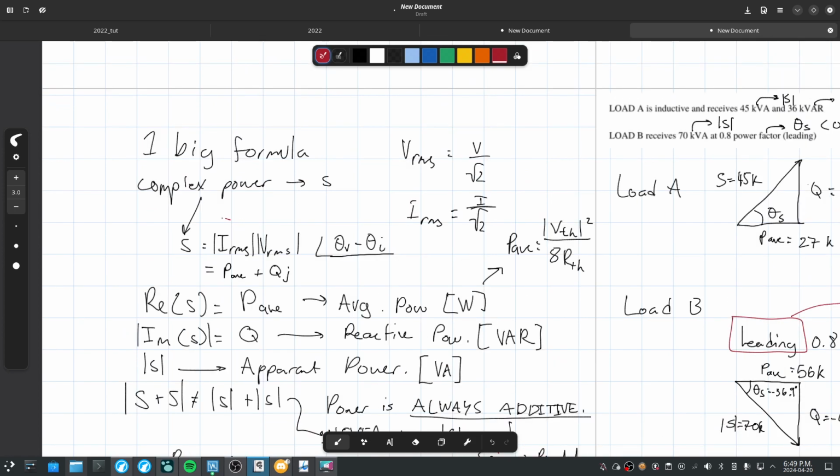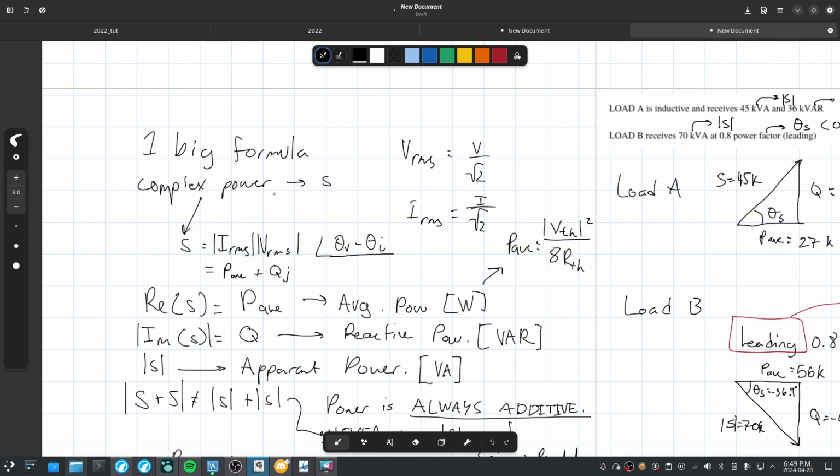Like here, yes, you could write that as S is equal to IRMS star times VRMS, but it's the same formula. These two are the same formula. You can remember it either way, but just not to confuse people, I want to keep it in one form, and I think this is the one that most people are familiar with. It's the magnitude of IRMS times the magnitude of VRMS with an angle of theta V minus theta I.